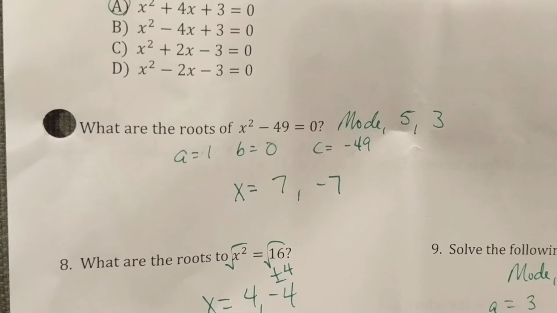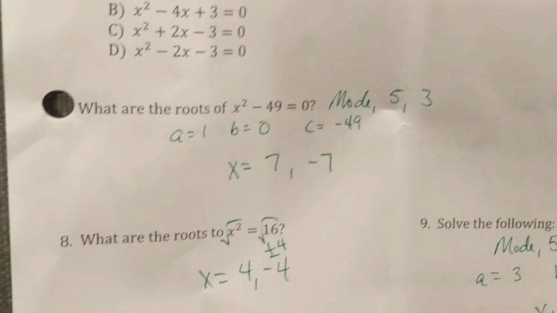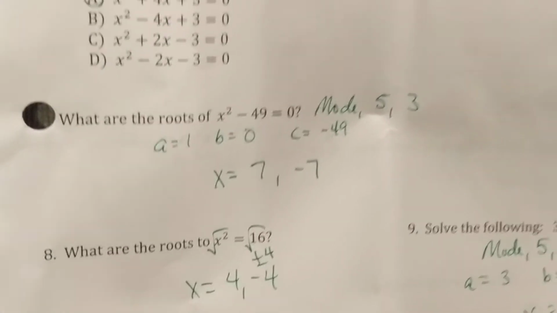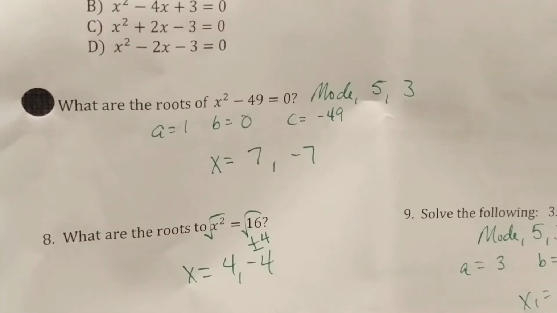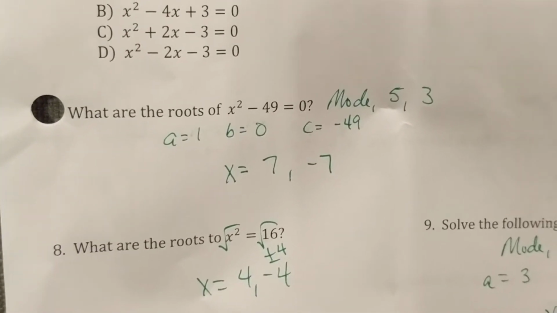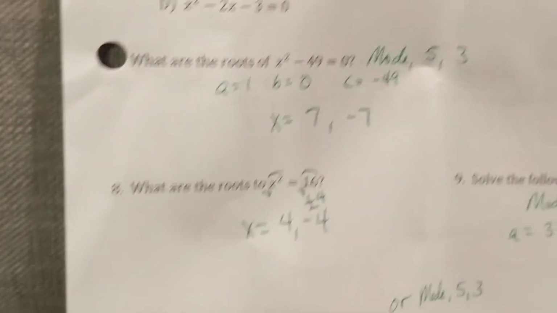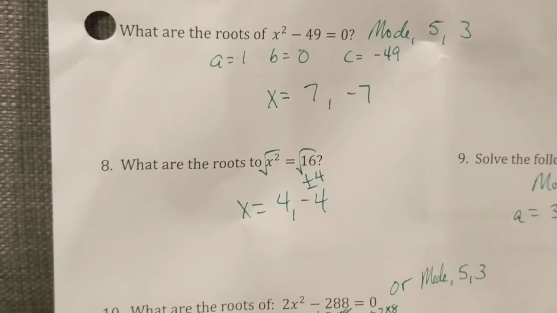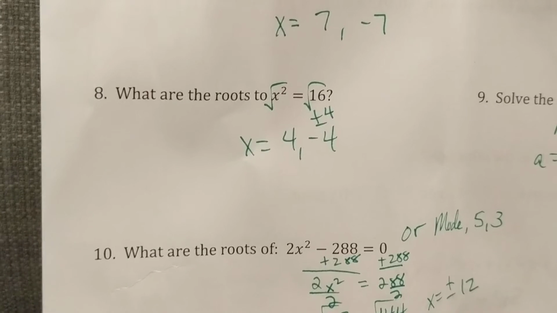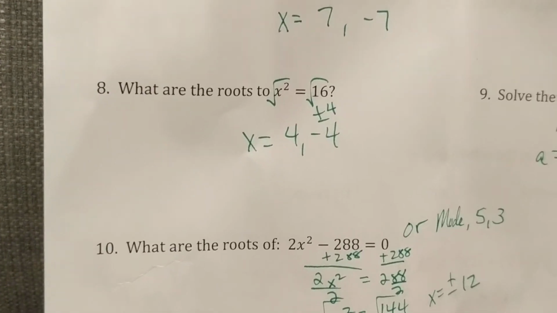Alright. The next problem, number 7, says, what are the roots of x squared minus 49 equals 0? Again, mode 5.3, your A will be 1, your B will be 0, your C will be negative 49. You get 7 and negative 7 out. Number 8, you could do the same way, mode 5.3 if you wanted, but it's a lot simpler just to take the square root to get x alone. Solve by taking the square root. Square root of both sides, you get x equals plus or minus 4, which will be 4 and negative 4.